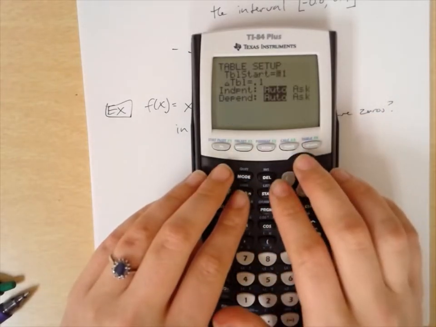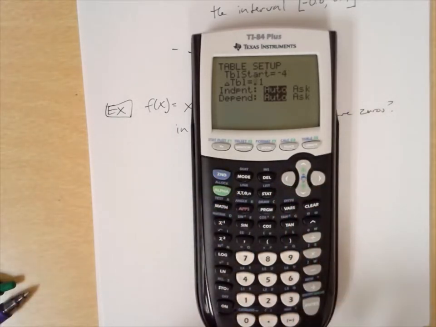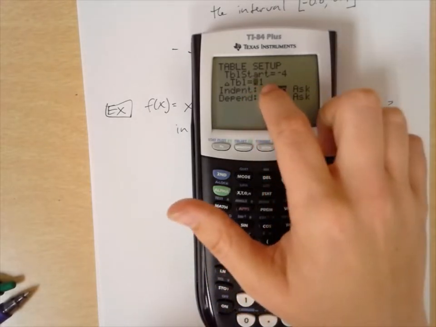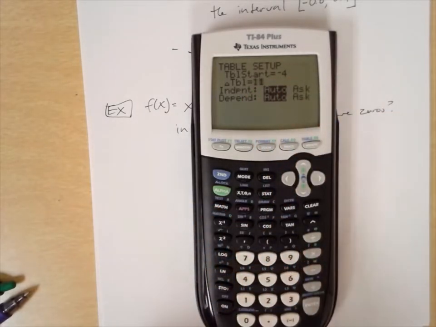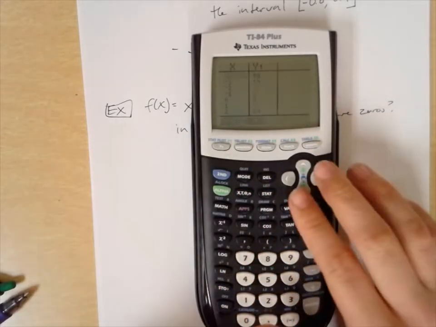And we're going to take a look at when our values begin at -4. And we're not interested in small changes like we were last time. We're not interested in tenths. So let's just go by ones. Look at every one. And now we're going to press second table.